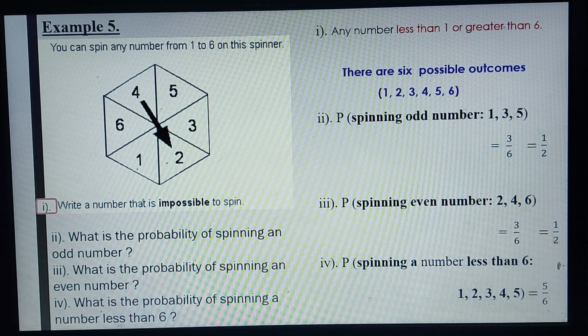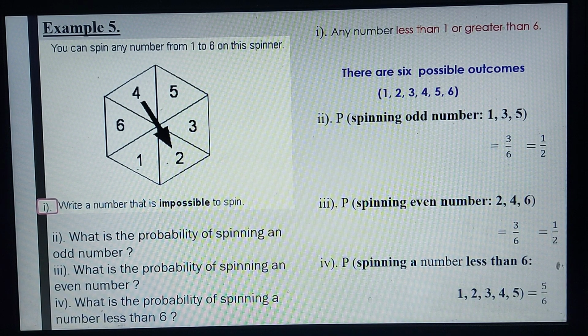So you need to always remember that to find the probability of an equally likely outcome, you simply do the number of ways possible divided by the total number of possible outcomes.